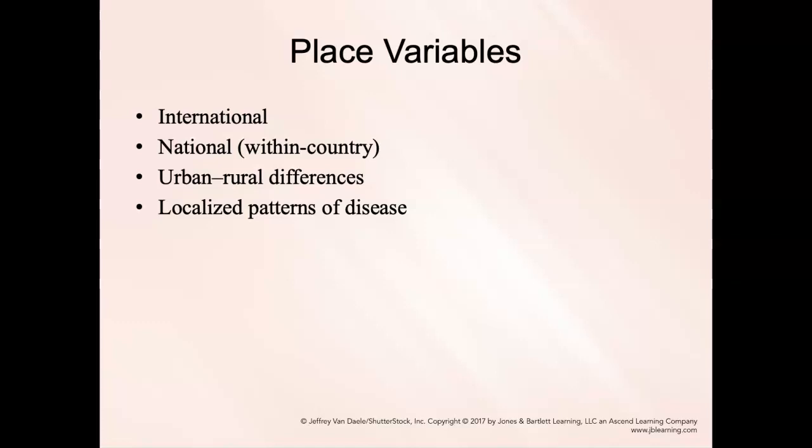The next variables we're going to talk about are place variables. Place variables refer to the where. There are different place variables that we can look at, including international, national, meaning within country. There's also urban-rural differences, as well as localized patterns of disease.